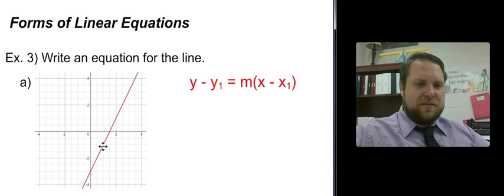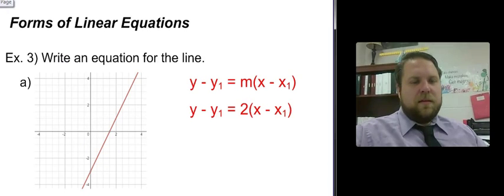And then what I'm going to do is just count rise over run to get from there to there. So I'm rising 1, 2, and then I run 1. So rise of 2 over a run of 1 means I have a slope of 2. Now let's take a look at substituting in a point for x1 and y1. I can use literally any point on the line that I want to.